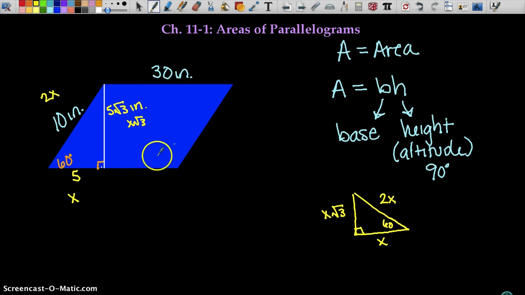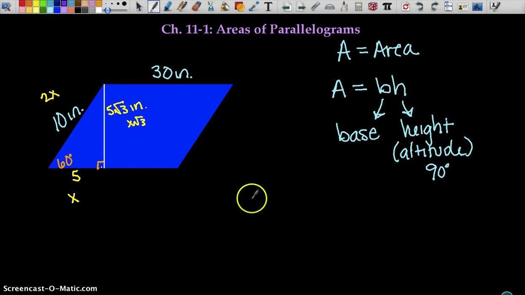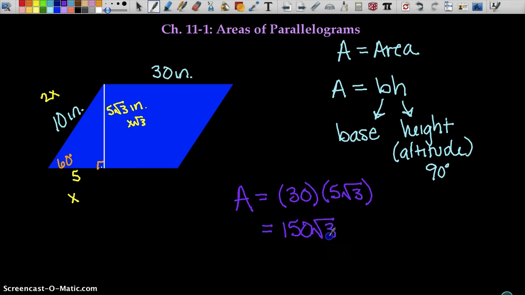So now we're looking for our area. Well, our base. We're measuring the height from the top to the bottom, so we would consider those our bases. So we have the area is, let me erase some of this stuff so we have some room. The base, which we'll say is 30, so area equals base times the height, which is 5 root 3. Remember, you only multiply the numbers on the outside, so this is 150 times the square root of 3.